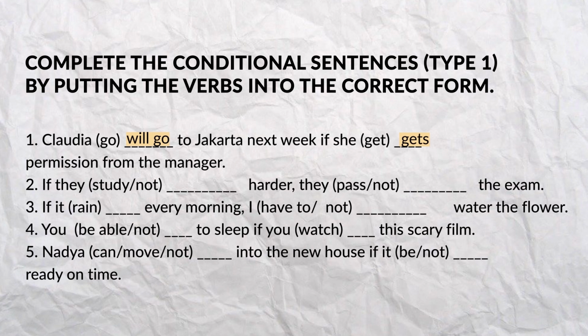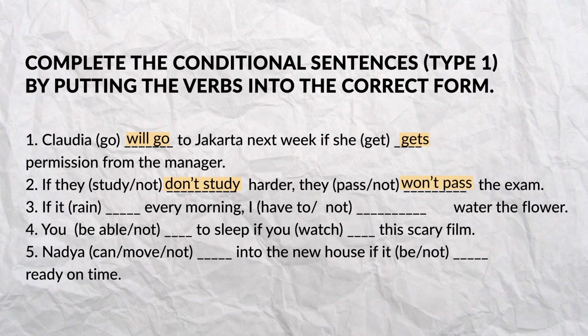Number 2, be careful, we have two negative sentences. If clause with negative sentence and main clause with the negative sentence. Because the if clause is negative, we need another verb to help make it negative. So here we will use do. If they do not study harder, they will not pass the exam.